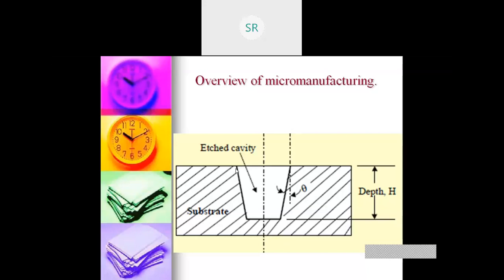Now during the process, what may happen is the substrate material will be removed like this. So under this condition, there is an angle theta. Angle theta is formed. What I wanted was a perfect square shape.